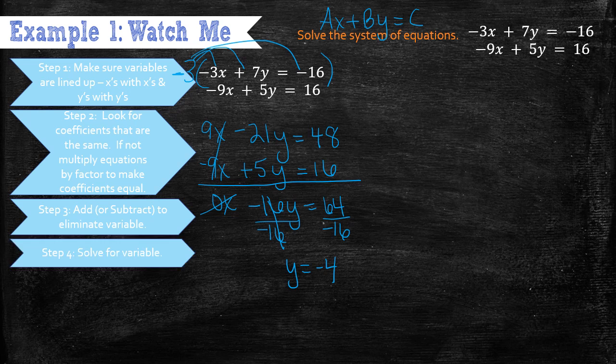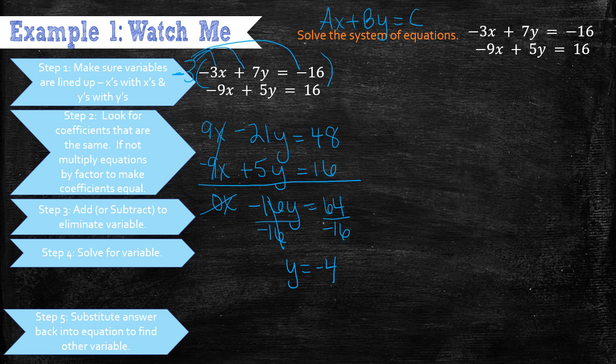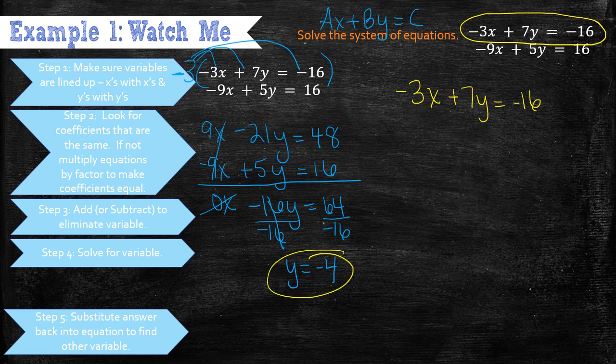Now, once you have solved for your variable, now is that last step where we have to substitute that answer into one of our equations to solve. So I'm going to go ahead and do this up top here. I always just pick my first equation. So I'm going to pick that guy and I'm going to take my value of y and substitute that in. So negative 3x plus 7 times negative 4 equals negative 16.